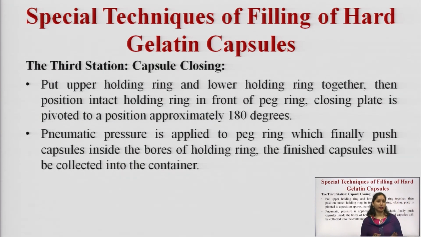Then third station, finally filling completes and capsule sealing. Now what we do, we remove the powder hopper and we put the upper holding ring and the lower holding ring together, and then we put the intact holding ring in front of the peg ring, and the closing ring is pivoted to a position approximately 180 degrees. Then pneumatic pressure is applied to the peg ring, which finally pushes the capsule inside the bores of the holding ring. The finished capsule will be collected into the container.